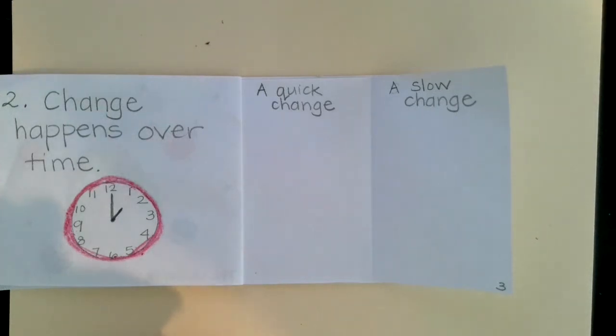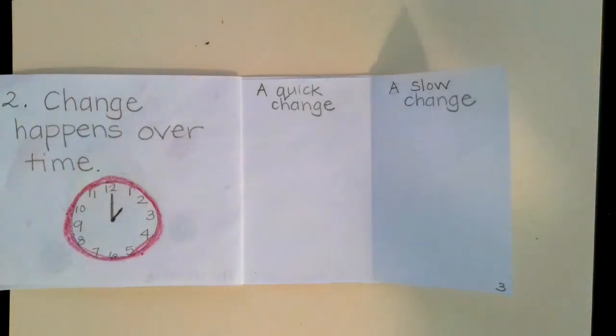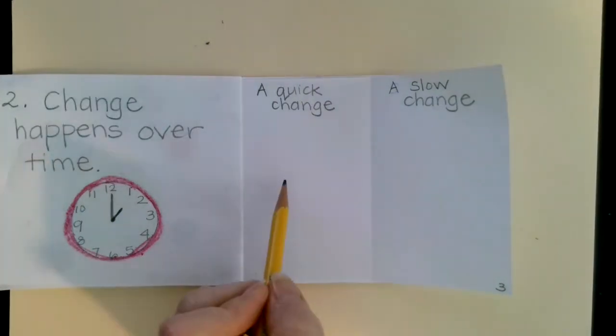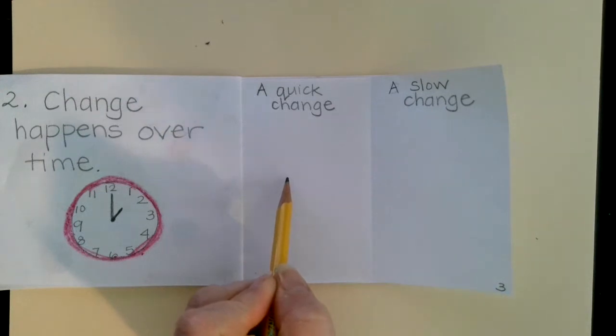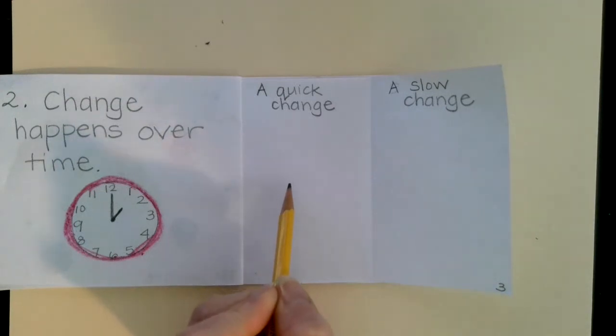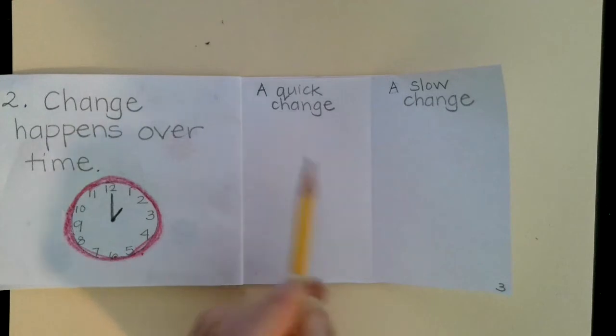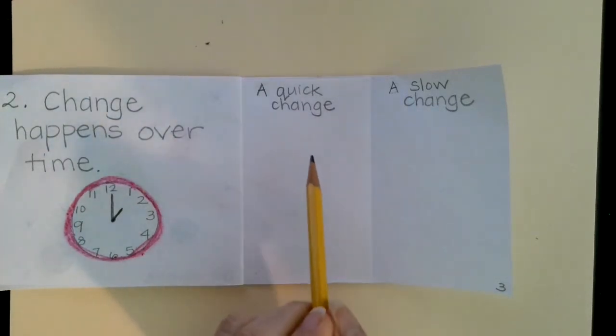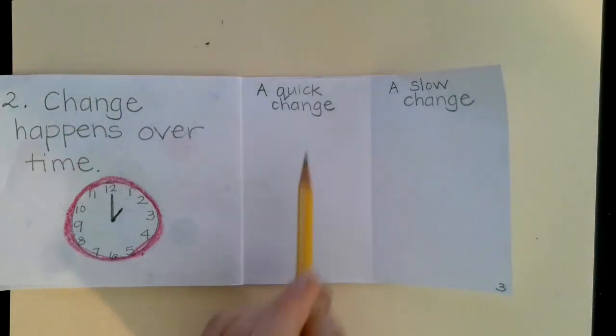Now you get to go back and you can either think of new changes in your head, you can go back and look at changes that you wrote on your papers when we talked about this. But I want you to draw and label a quick change here, okay? And I'm not going to say any because I don't want you to take my ideas. I want you to think of your own. So I want you to think of your own quick change, whatever it is, and label it at the bottom.